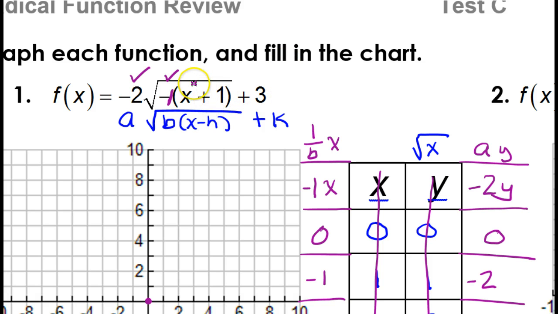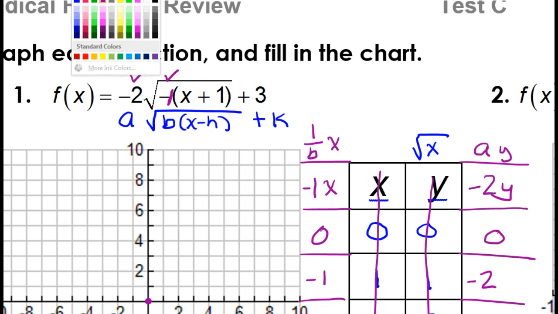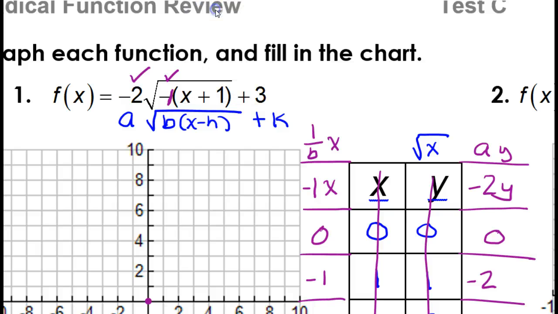Now you need to understand that the +1, anything being added or subtracted in here, is a horizontal shift, but it will be in the opposite direction of what you would normally think. So this represents a shift left 1. Now anything out here being added or subtracted on the end is an up or down shift. So this represents a shift of up 3.